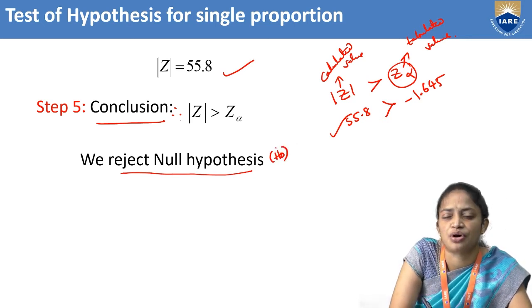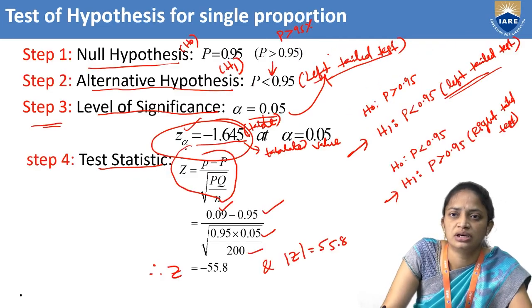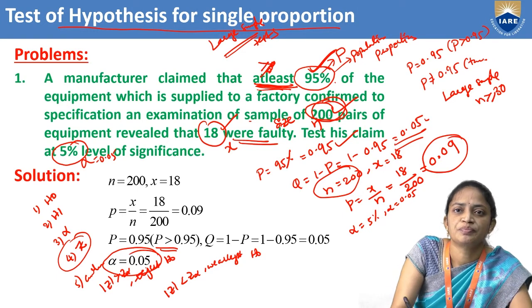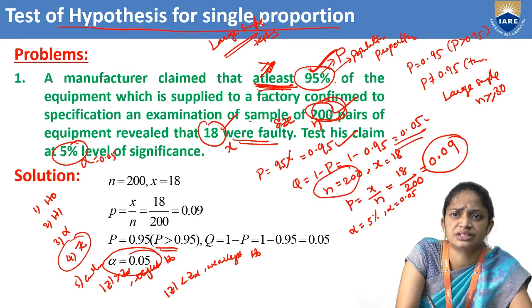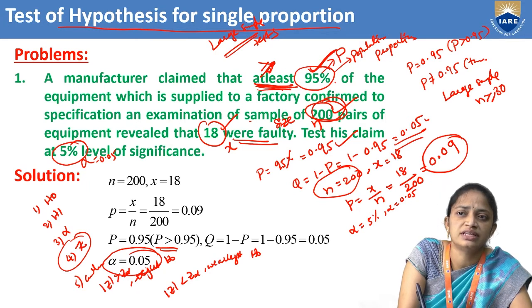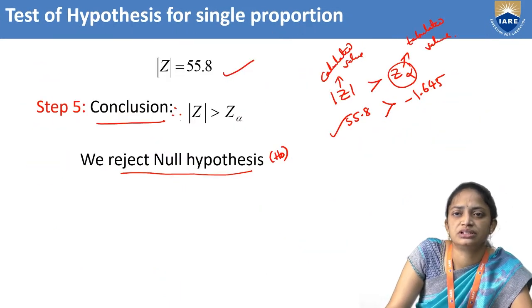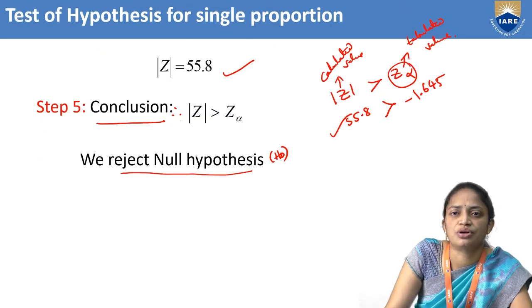So that means our given statement is wrong. What is our statement? A manufacturer claimed at least 95% of the equipment which is supplied to a factory conformed to a specification and examination. So this claim is wrong. That is the wrong statement.